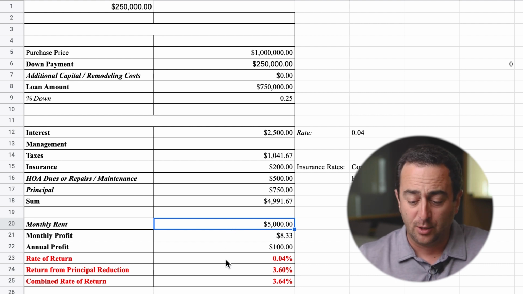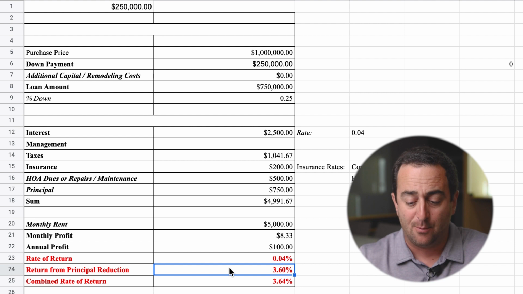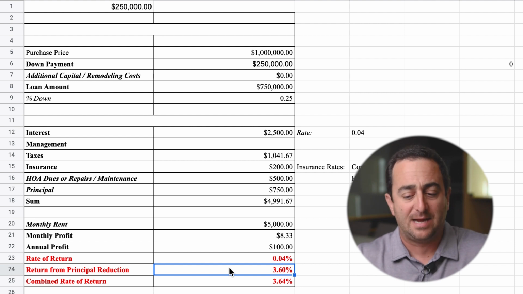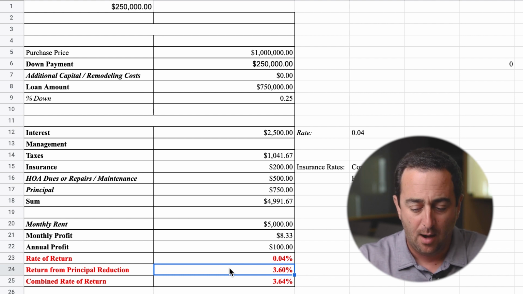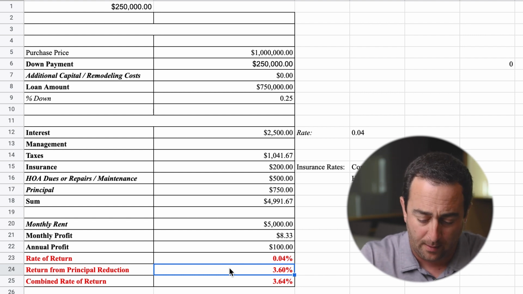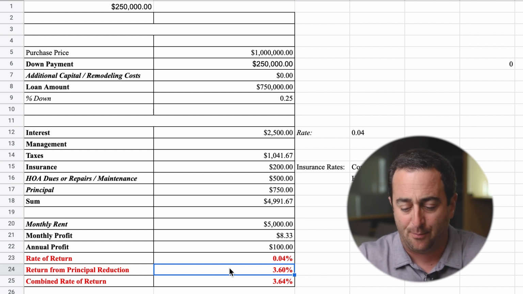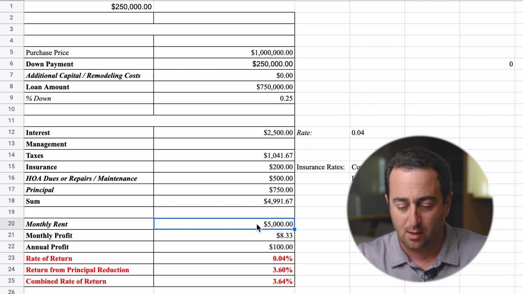So what I would do is look at this one of two ways. I would say this property does not meet my standards for purchase, and I would not buy it. Or I could do one of two things. I could offer a lower price, or let's run a parallel example where the rent was actually $6,000.